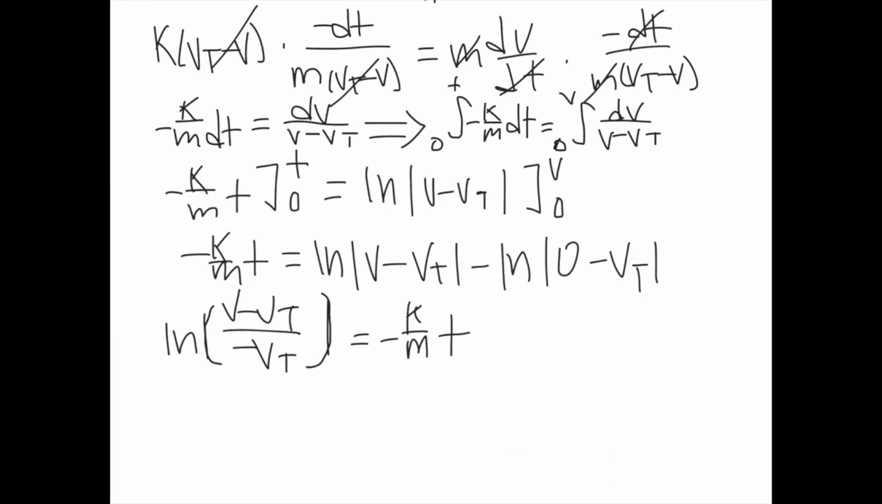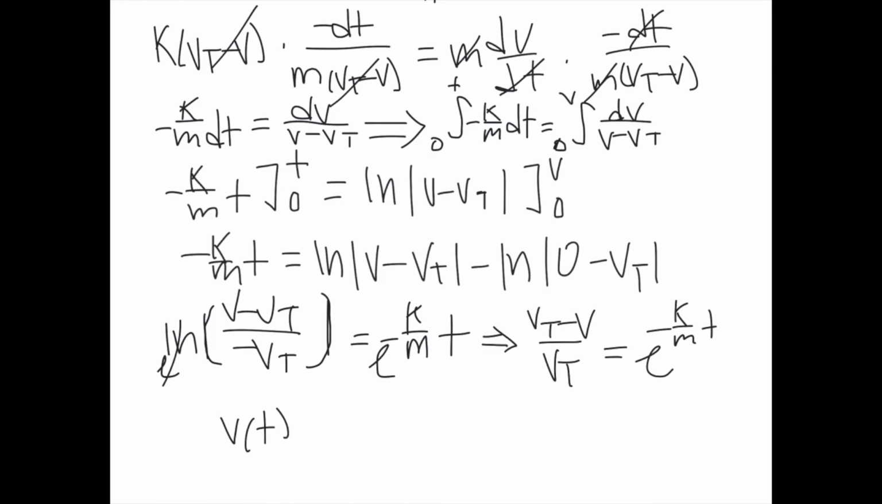So I'm going to exponentiate both sides. I'm going to exponentiate so that I can cancel out this ln. And when I do this, I'm also going to switch the order of v and v terminal so that I can get rid of the negative on the denominator. And we can write this as v terminal minus v over v terminal is equal to e to the negative k over m t. And if we just did a bit more manipulation, we will come up with this.